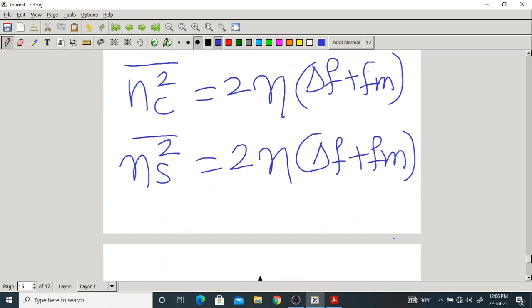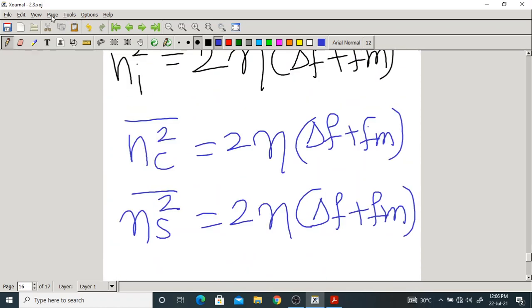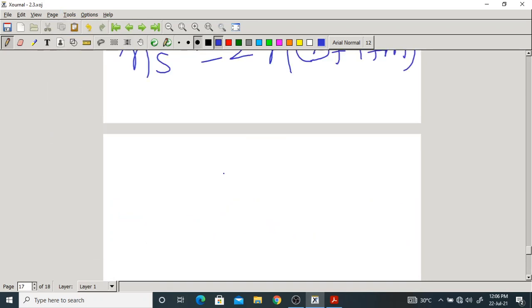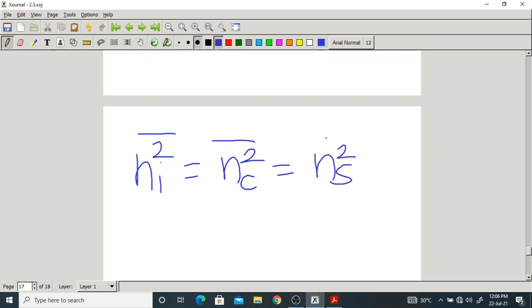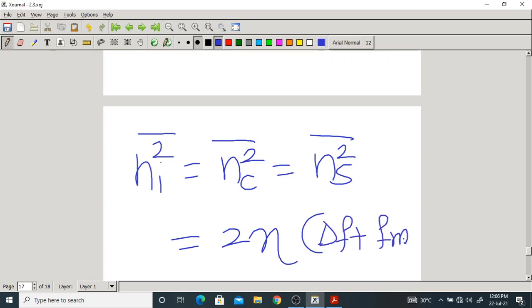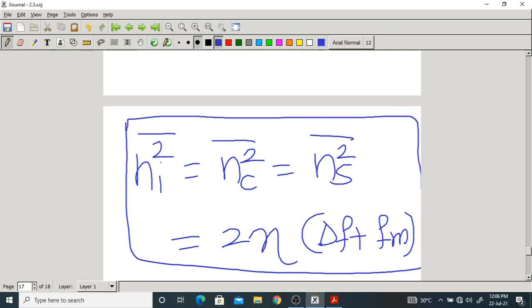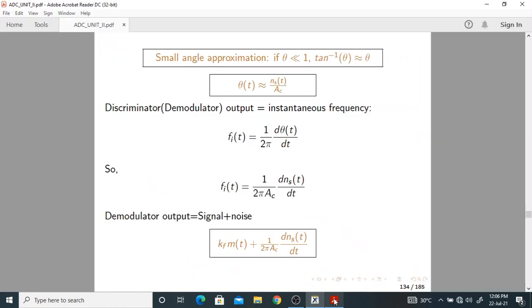Okay, finally what you can write? Finally I can say that in case of fm, the power of ni of t, that is ni square bar, is same as the power of nc of t, that is nc square bar, is same as the power of ns of t, that is ns square bar. All are equal to 2 into eta into delta f plus fm. Okay, so that is about power.